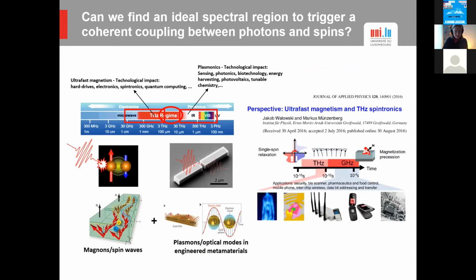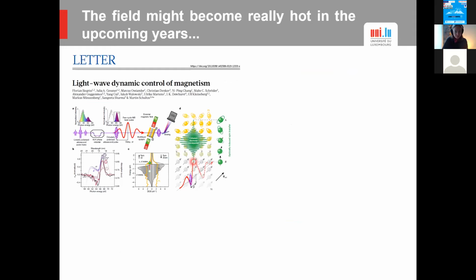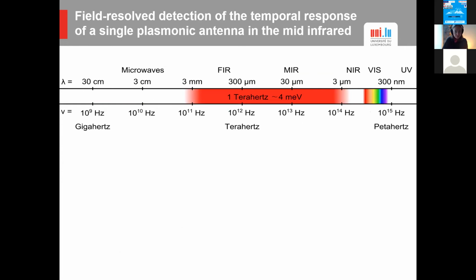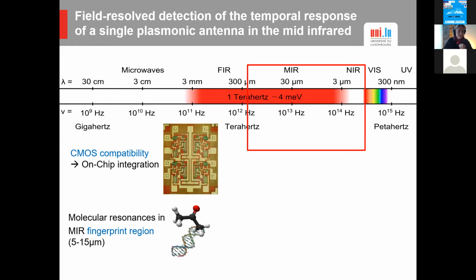Terahertz is also a very hot topic right now in magnetism, because it's considered the speed limit of magnetism. And in the past year, you can see that the topic is becoming really hot because people are trying to drive coherently spin dynamics at the petahertz, or even using plasmons to drive magnetization dynamics. So the first thing we need to do here is to develop nanostructures that work in this regime.